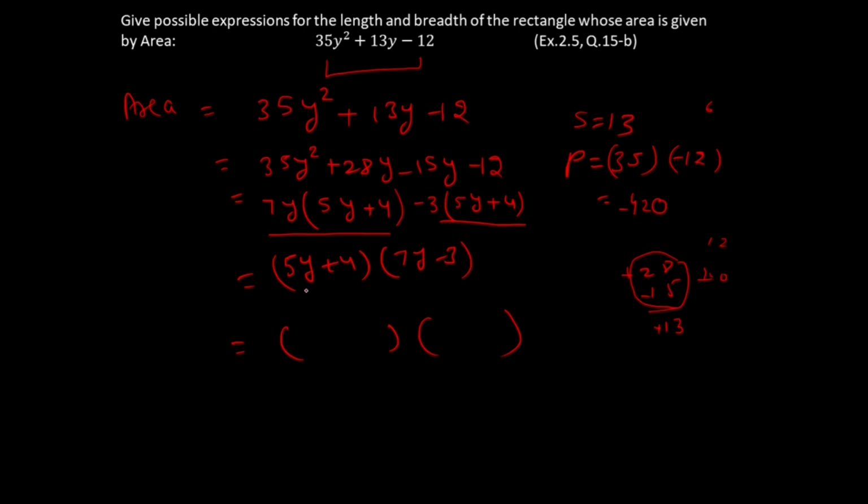So I told you, there will be two factors. This is the first one, that is the second one. So it's up to us. Length, I can assume anything. Like I assume this is length and the breadth is 7y minus 3. Any doubt? So what was the question? This is representing area. I am to find length and breadth. So basically I am to factorize this polynomial. One of these two factors will be length and the second will automatically be breadth.